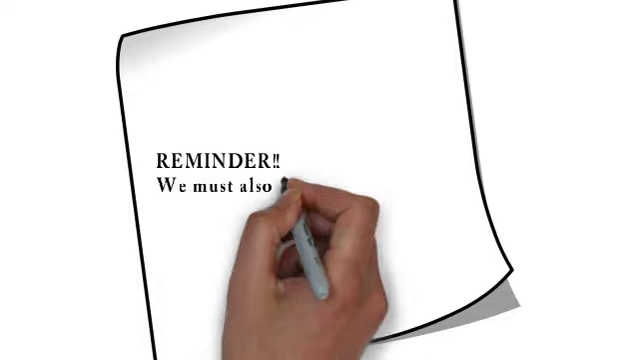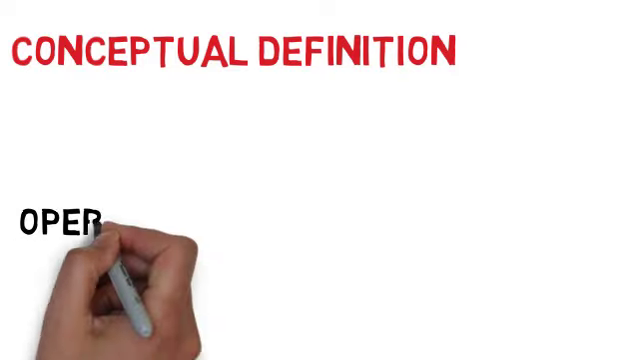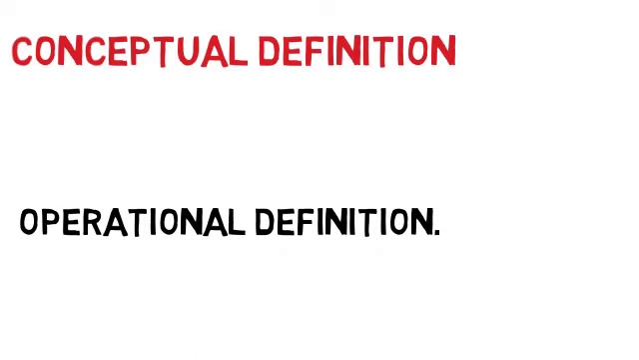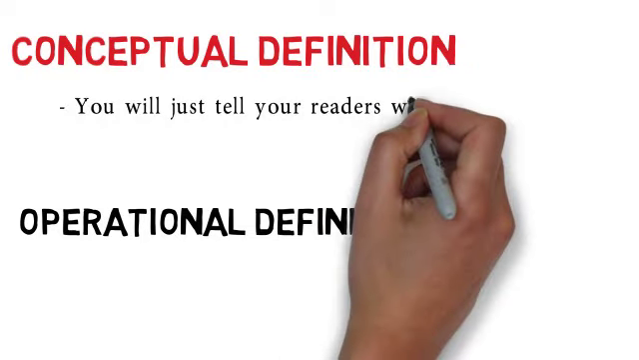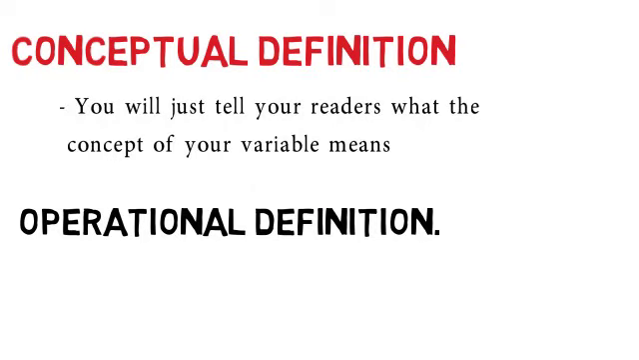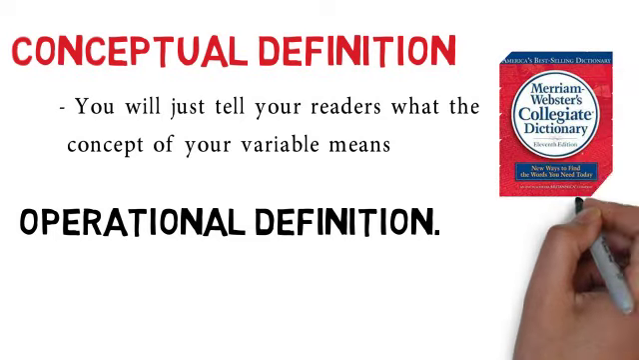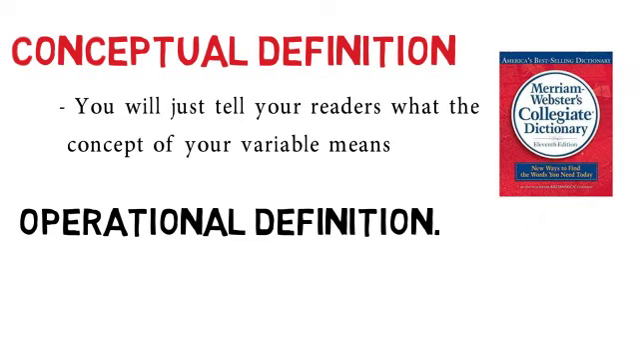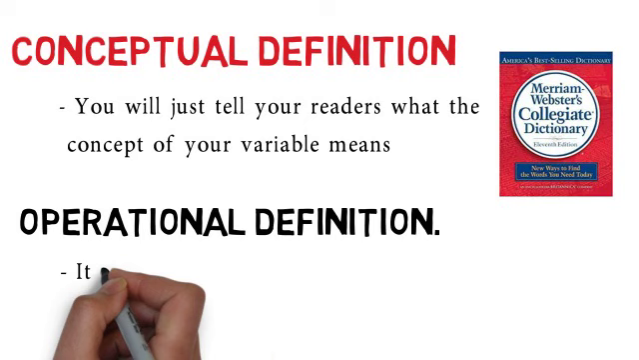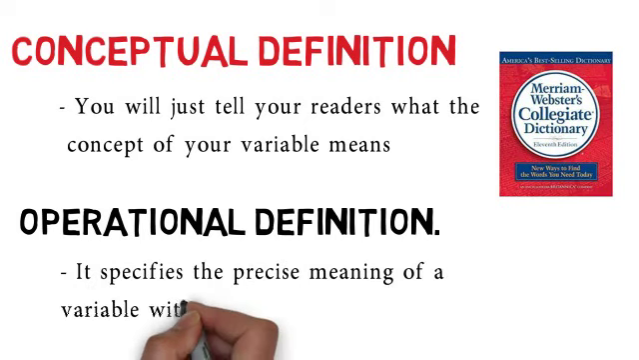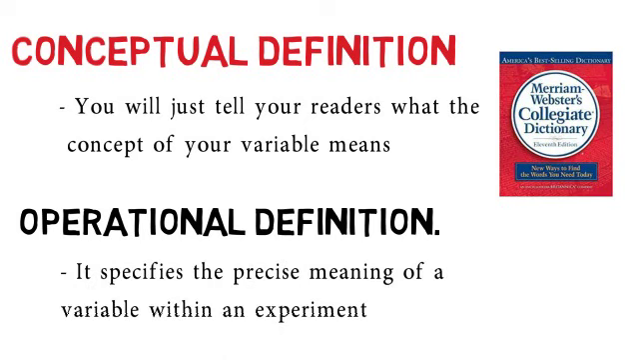Thus, we must also define our IV and DV, and we should define them in two definitions: conceptual definition and operational definition. When we say conceptual definition, you will just tell your readers what the concept of your variable means. Usually, ang conceptual definition ng variable mo ay nanggagaling sa dictionary. And when we say operational definition, it specifies the precise meaning of a variable within an experiment. Ito ay kung paano mo ginagamit or paano mo minimeasure yung variable mo mismo.